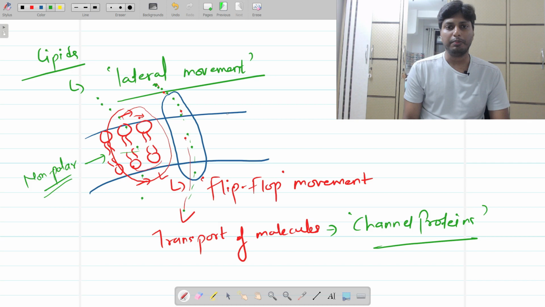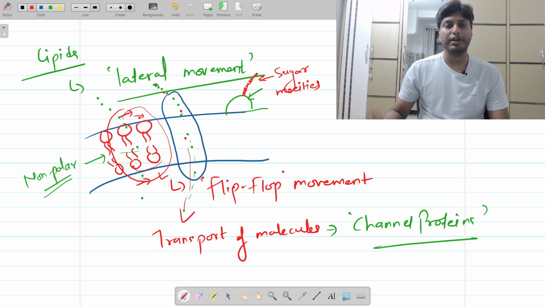Now, talking about the peripheral proteins. How do these peripheral proteins help? They majorly help in cell signaling. That means the peripheral proteins also have something called sugar moieties.